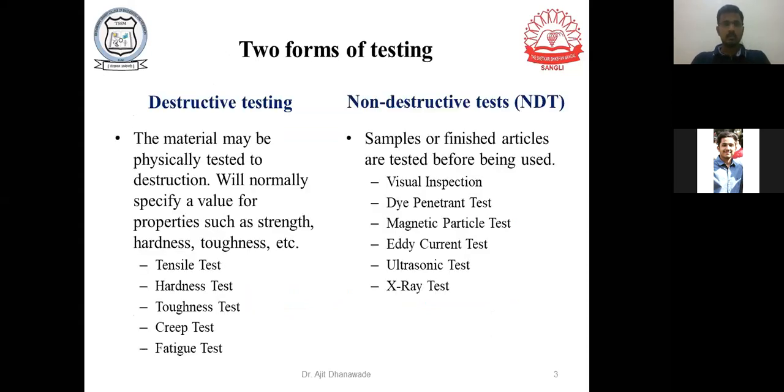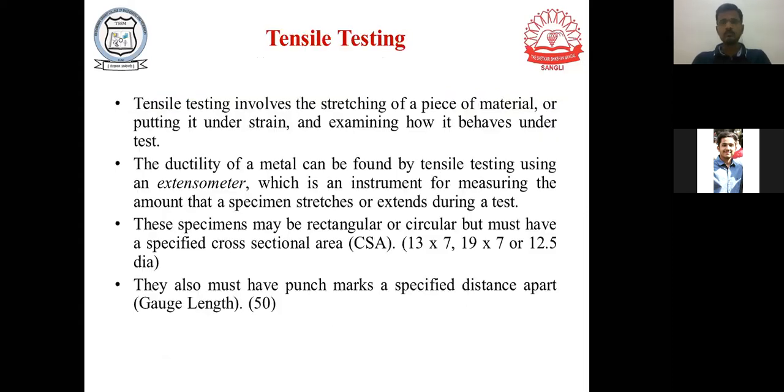Then there are two categories: destructive testing and non-destructive testing. In the case of destructive testing, whatever specimen you are using for a particular test will be destroyed during the test. In the case of non-destructive testing, the finished product is used directly, and no destruction of the product will take place. So you can use a ready product for the non-destructive test.